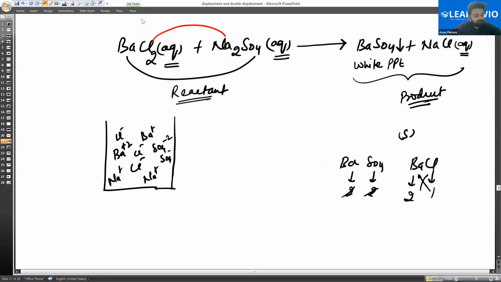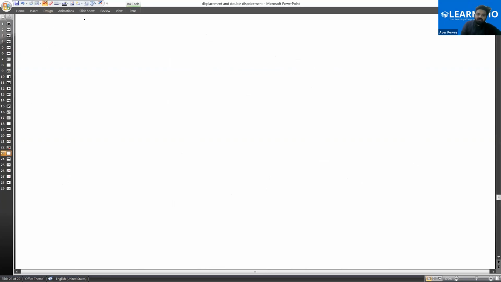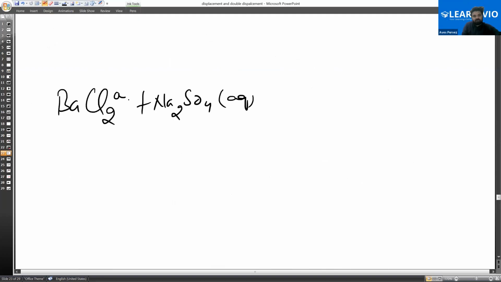Now moving further, what is a double displacement reaction? Like for example, barium chloride reacts with sodium sulfate, both in aqueous form. Aqueous means that they are water soluble, in ionic form. Ba2+, Cl-, Cl-. Ba2+, Cl-. They are like this.